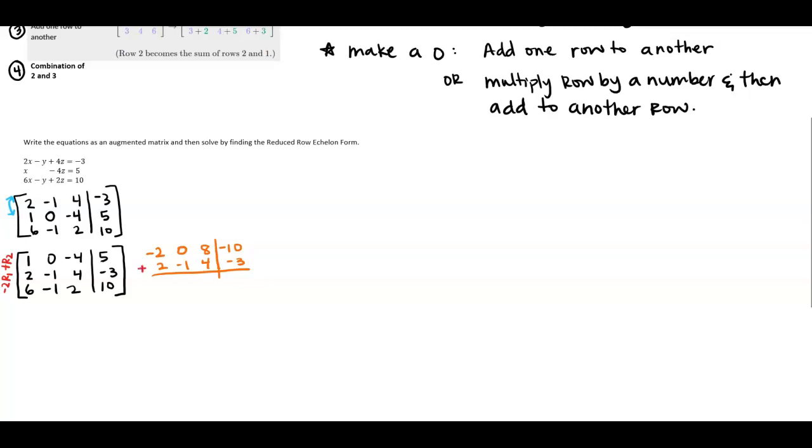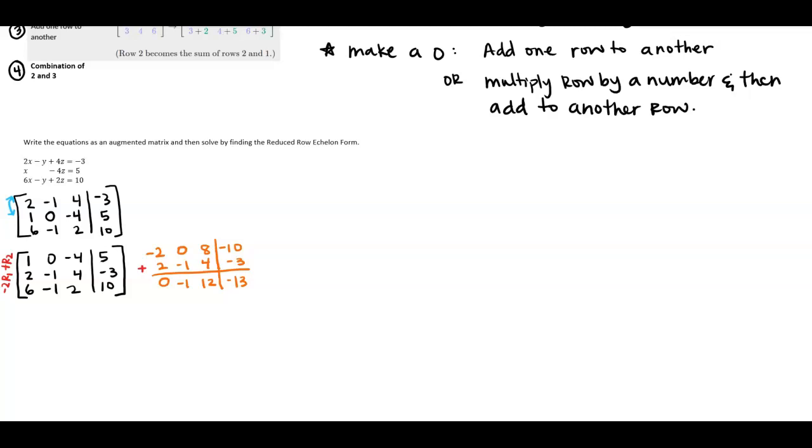So now when I add these rows together, because that's the next thing that I said I'm going to be doing, I get 0, I get -1, and I get 12, and then -13. And then this becomes my new row 2, because that's what I was adding to.